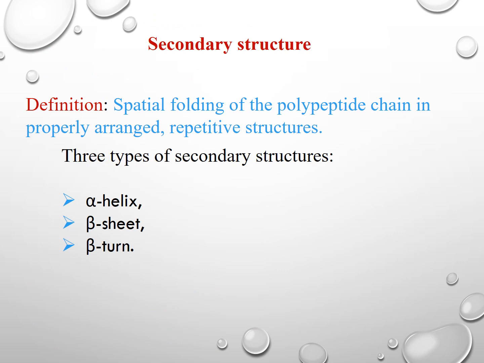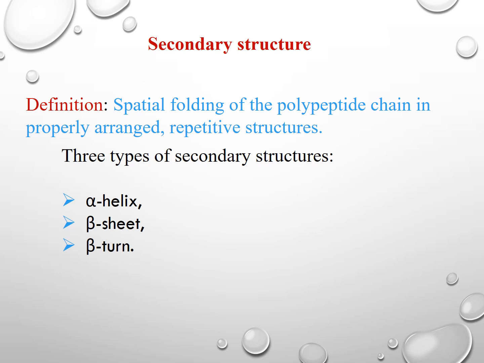The second structural organization is the secondary structure of protein. Actually, by definition, it is the regular local structure of the protein backbone stabilized by the intramolecular and sometimes intermolecular hydrogen bonds of the amide group. So, the spatial folding of a polypeptide chain in a properly arranged repetitive structure is known as the secondary structure of protein.